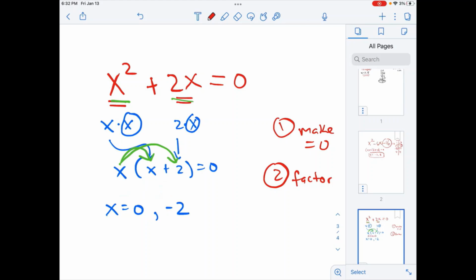And if I replace this now with negative 2, negative 2 plus 2 is 0. Negative 2 times 0 is 0. And so those are the two numbers that make it 0. Okay, we can also, like before, plug this into Desmos and check to see if it works.